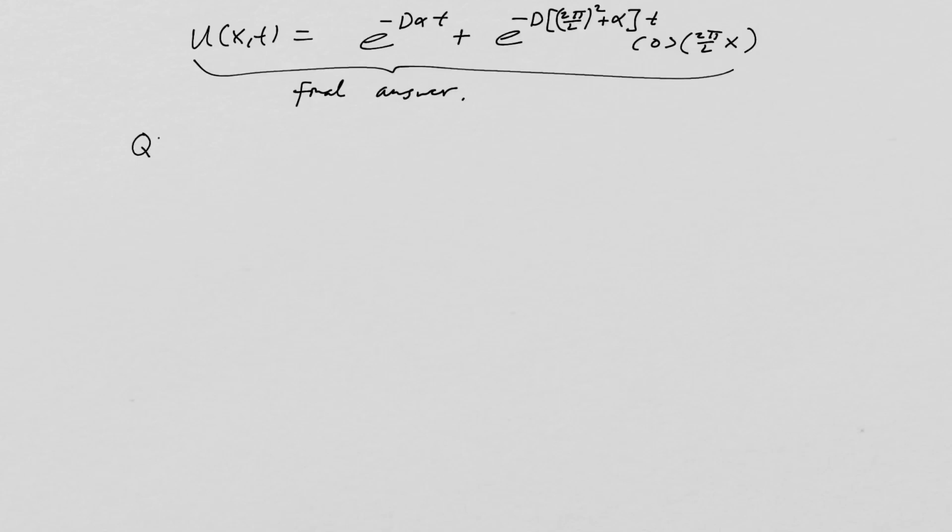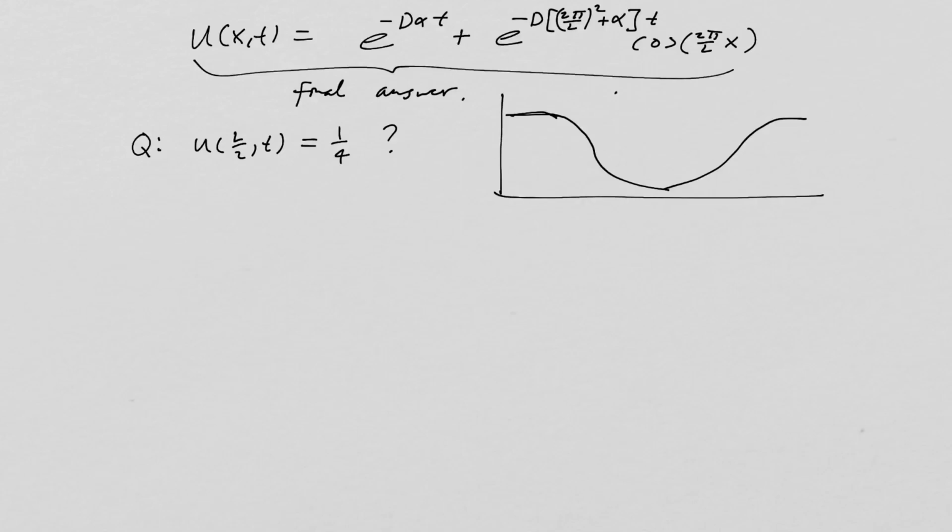Okay, so we had that follow-up question though, which is, does u of x at L over 2 comma t ever equal 1/4? All right, remember that our initial solution looks like this a little bit. So this is the initial condition. Starts at 2.